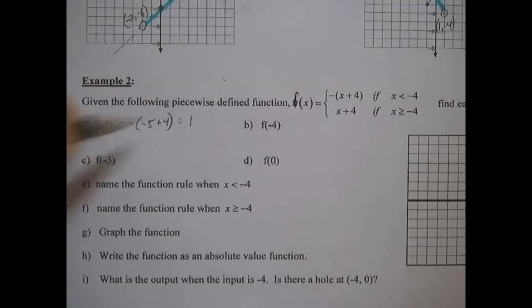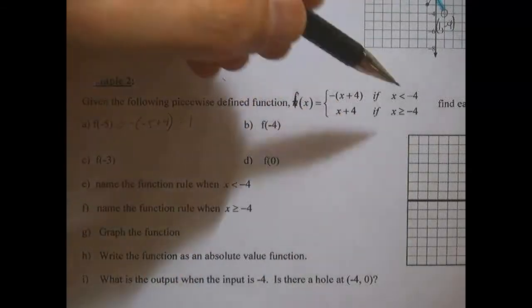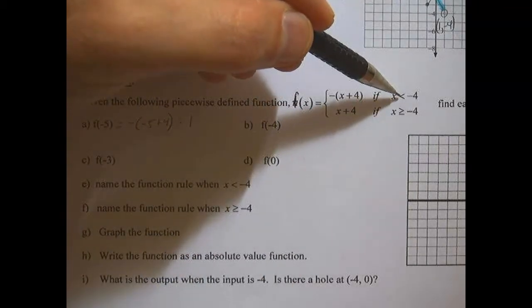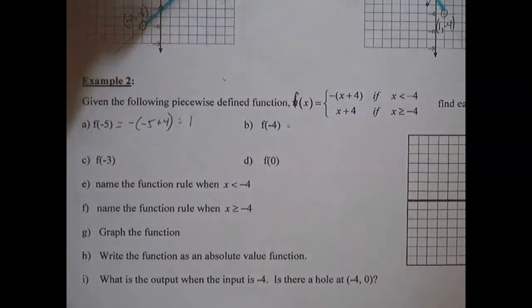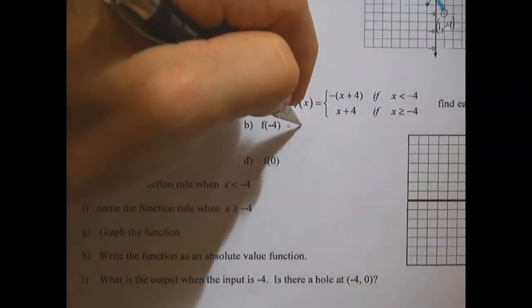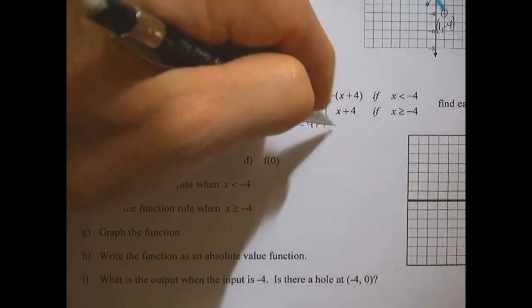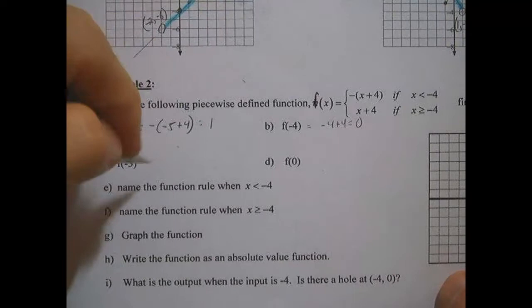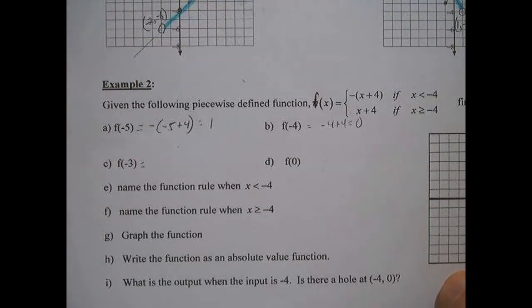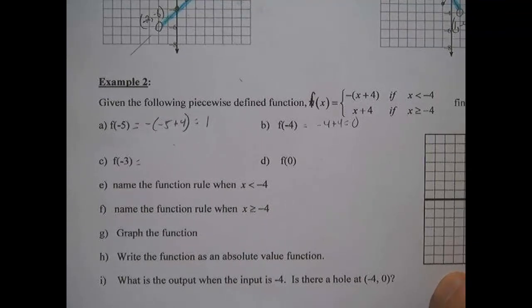All right, let's do negative 4. So negative 4 is not in this one because it doesn't include the negative 4, so we're going to have to use the other rule. So this is going to be the bottom one, which is negative 4 plus 4, or 0. Okay, let's find f of negative 3. I'll let you think about it for a minute, and I'm going to pause the video, and you're going to find f of negative 3.